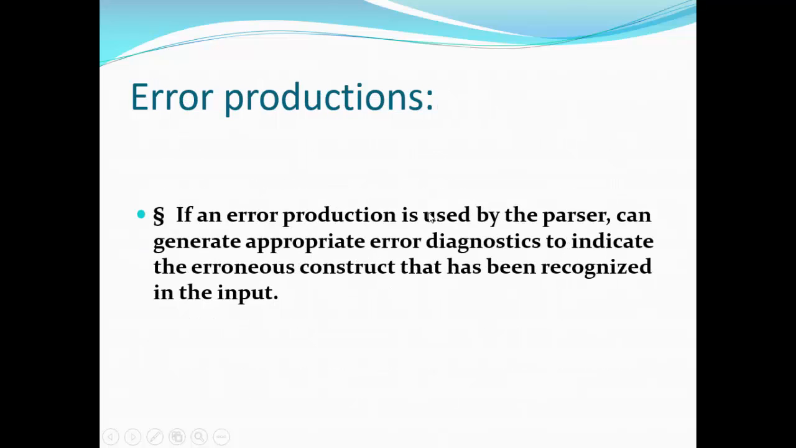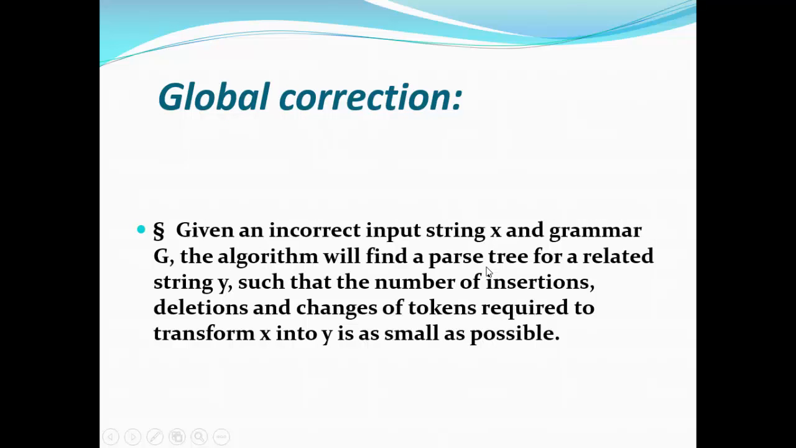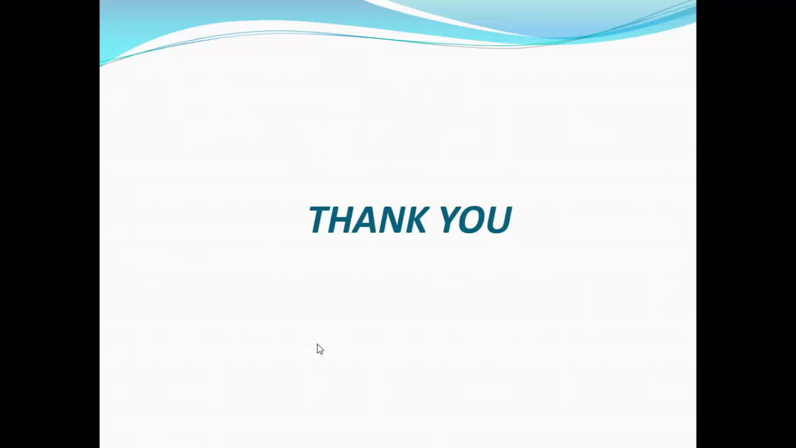Now see error productions. If an error production is used by a parser, it can generate appropriate error diagnostics to indicate the erroneous construct that has been recognized in the input. Now see global correction. Given an incorrect input string x and grammar G, the algorithm will find a parse tree for a related string y, such that the number of insertions, deletions, and changes of tokens required to transform x into y is as small as possible.